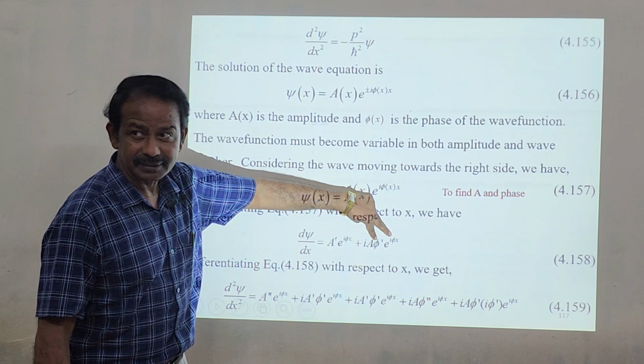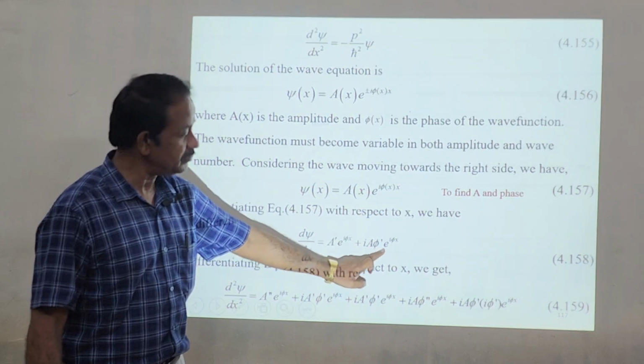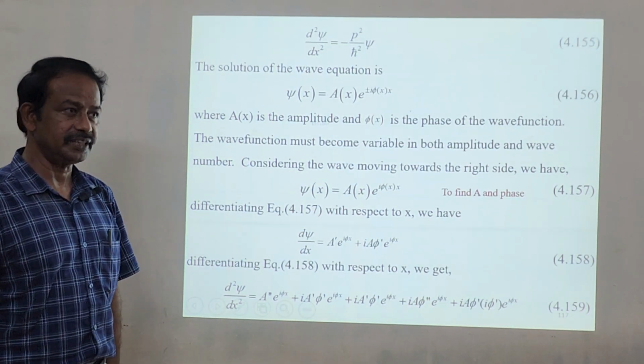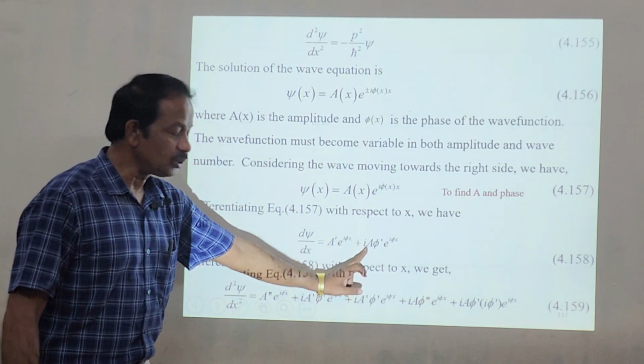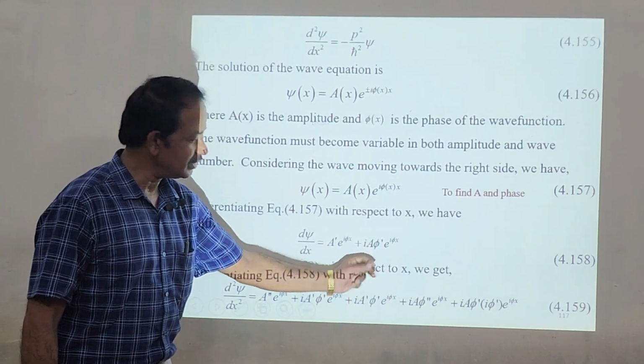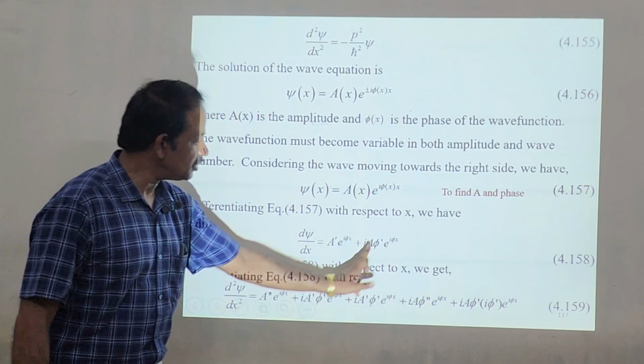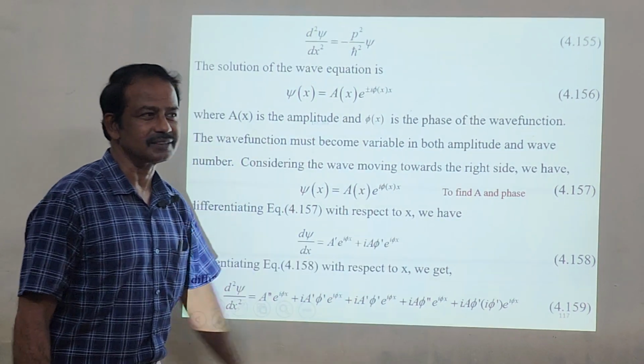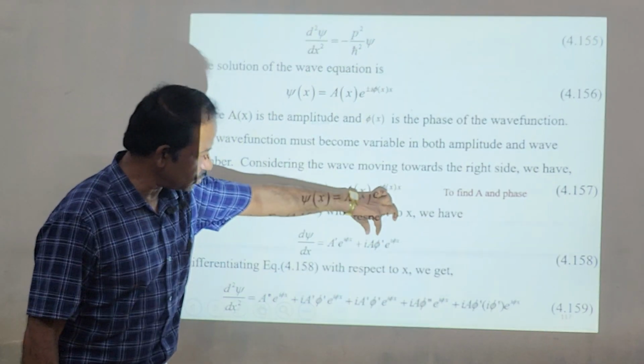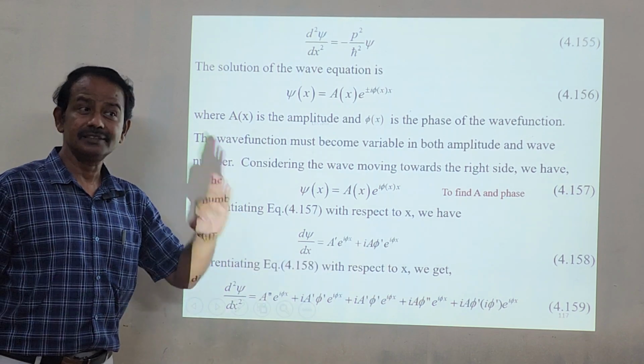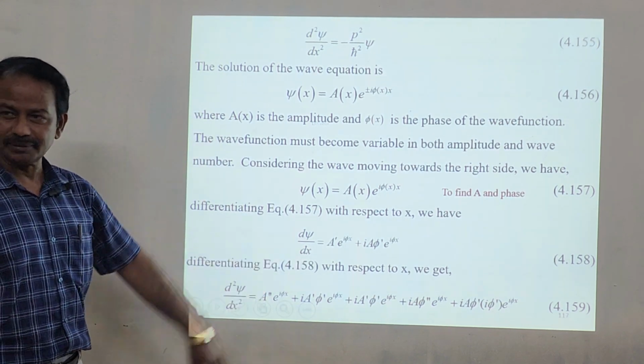Now we have three factors here: A, phi prime, and e power I phi of x. So we have three primes. Again we will have to differentiate this, keeping these two constant. We will have to differentiate this, keeping these two constant. We will have to differentiate this, keeping these two constant. So we will have three terms. Is it okay? Very simple one.